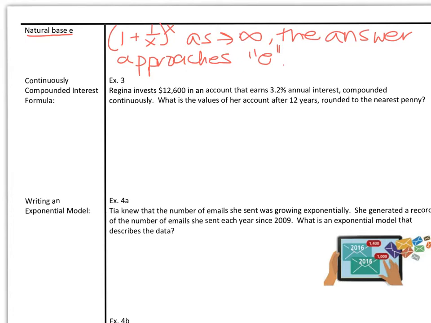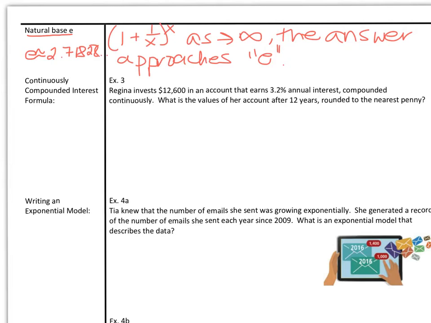Natural base e is the constant that number would approach as x gets bigger and bigger and bigger. And it's approximately 2.71828, and it actually keeps going from there. And this number helps us with growth and decay models, not only in math, but in science class as well. So you can use this approach in a lot of different situations.